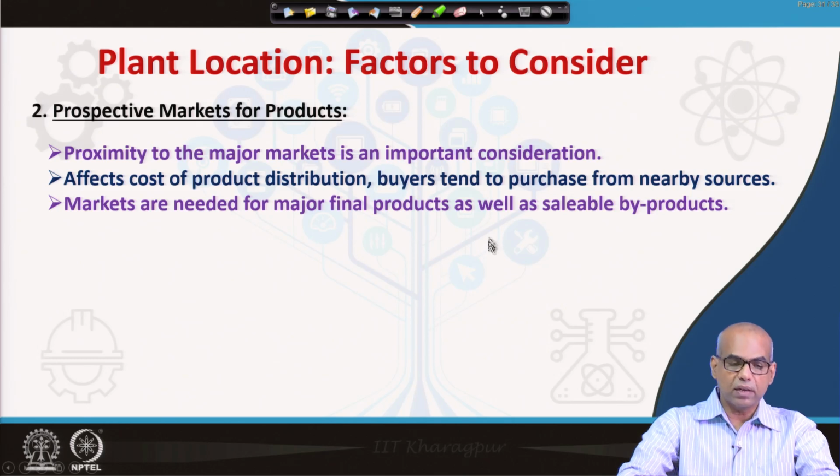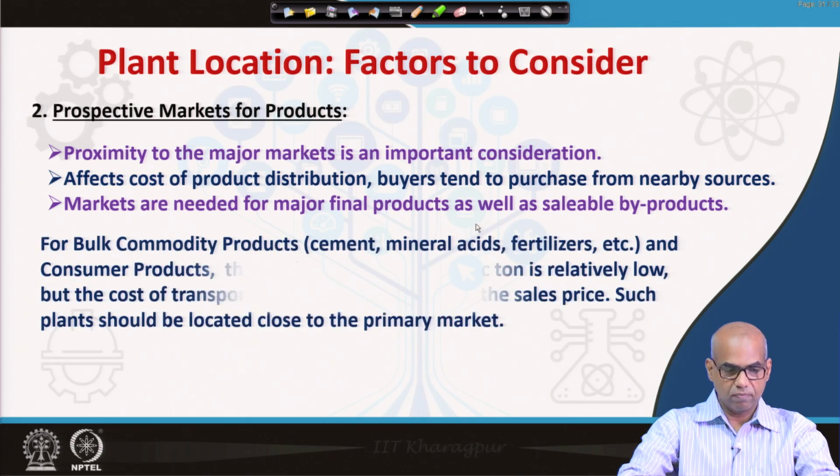The proximity of the market will affect the cost of product distribution. Buyers tend to purchase from the nearby sources. So, if there is a market nearby, it will heavily influence the cost of product distribution. Markets are needed for major final products as well as sellable byproducts that you may have in your industry.